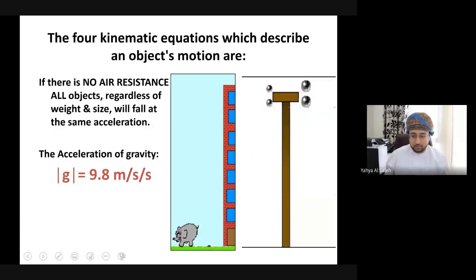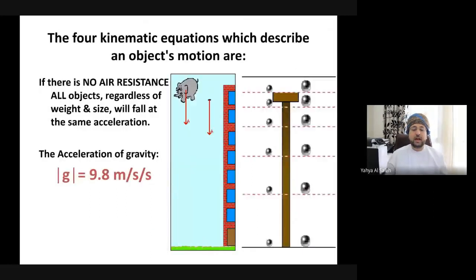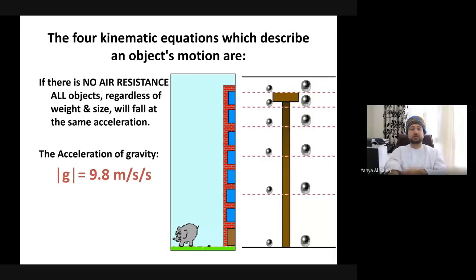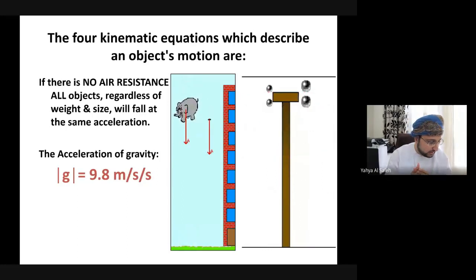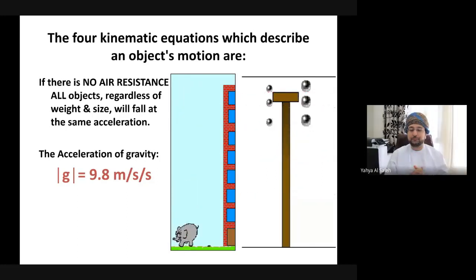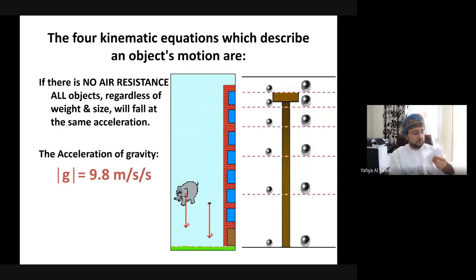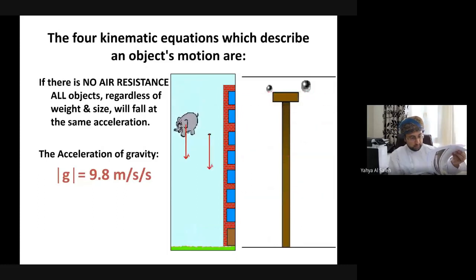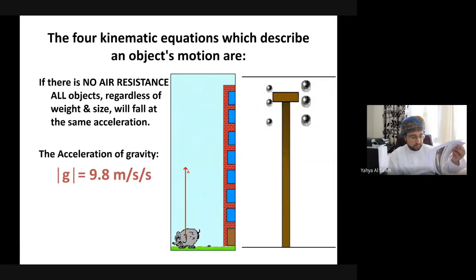Now, we spoke about the 4 kinematic equations which describe an object's motion. Yes, Sultan, exactly. Projectiles. So we spoke about 4 kinematic equations which describe an object's motion. Okay, I'm trying to find them here because there's no space on this slide to write them.